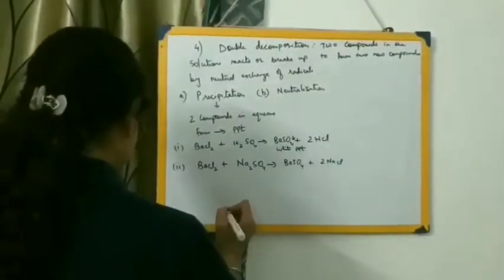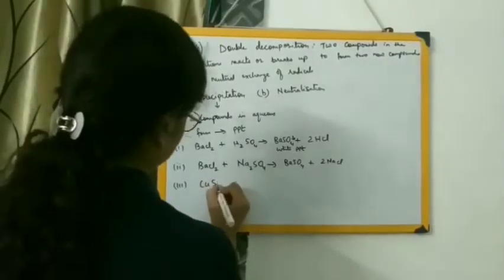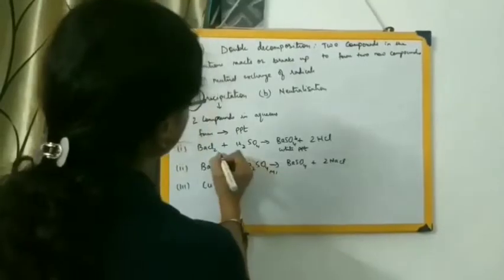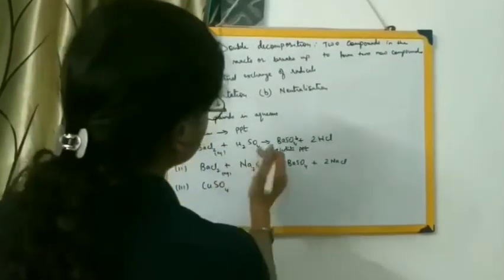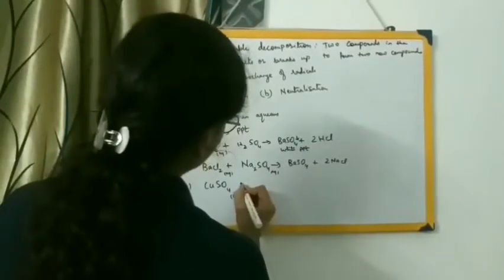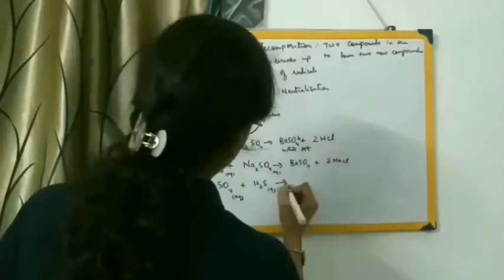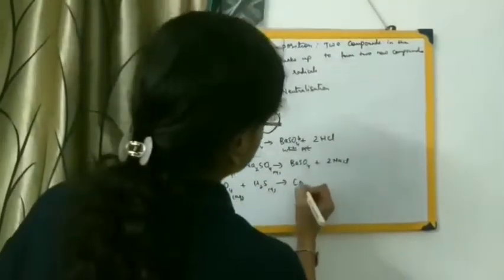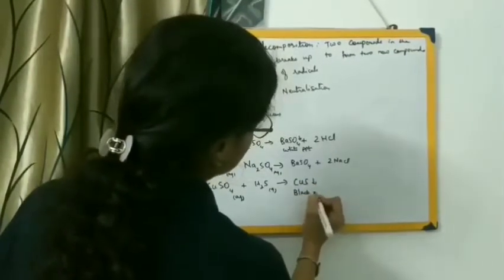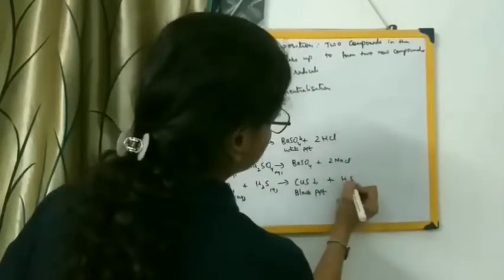Then let's have a few more examples, that is copper sulfate. Now this is in the aqueous form, and all these reactions are in the aqueous form. Plus H2S, hydrogen sulfide, which is in the gaseous form. What will it form? CuS, a black precipitate, a black PPT of copper sulfide, will be formed along with H2SO4.